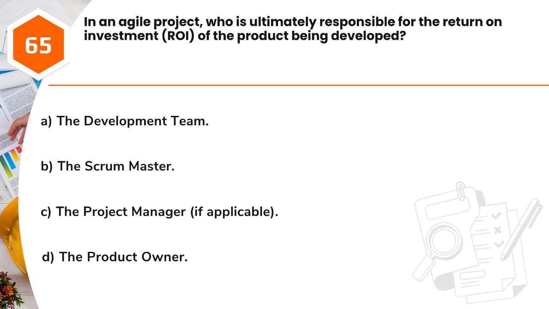Question 65. In an Agile project, who is ultimately responsible for the return on investment, ROI, of the product being developed? A. The development team. B. The Scrum Master. C. The project manager, if applicable. D. The product owner.